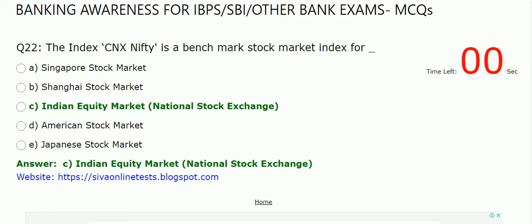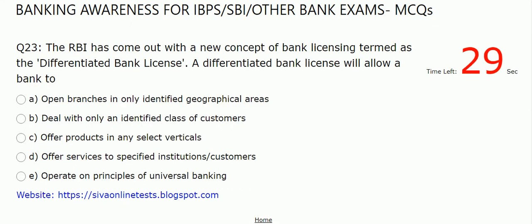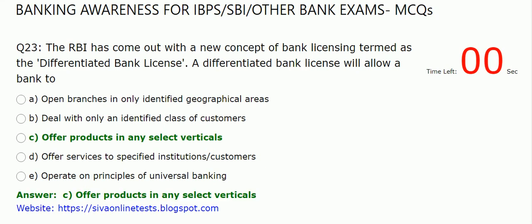Question 23. The RBI has come out with a new concept of bank licensing termed as the differentiated bank license. A differentiated bank license will allow a bank to. Options. A. Open branches in only identified geographical areas. B. Deal with only an identified class of customers. C. Offer products in any select verticals. D. Offer services to specified institutions' customers. E. Operate on principles of universal banking. Answer. C. Offer products in any select verticals.